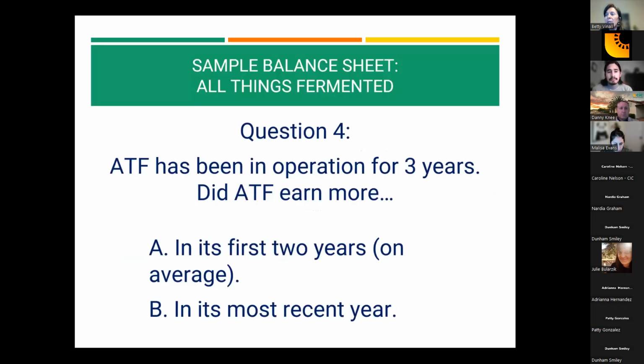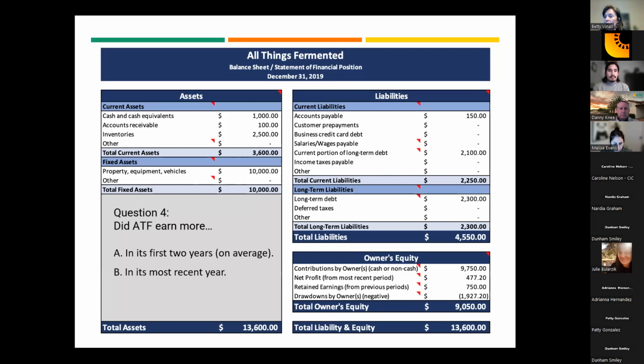So ATF has been in operation for 3 years. Now we want to know in its first 2 years, on average, did All Things Fermented make more money in its first 2 years or in the current year or most recent year that the balance sheet is capturing? So here we are looking at the balance sheet again. And we're going to look in the equity section where we talked about giving more detail so that you can understand what your equity is.